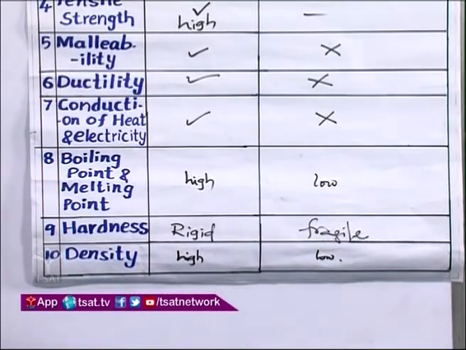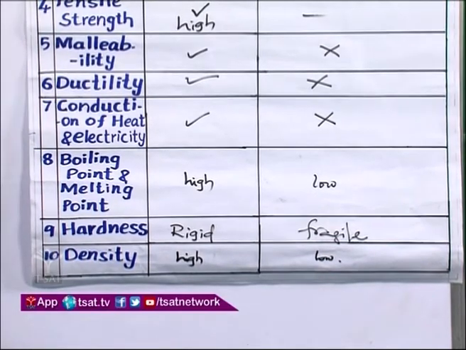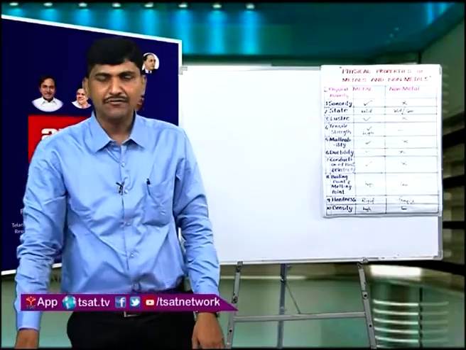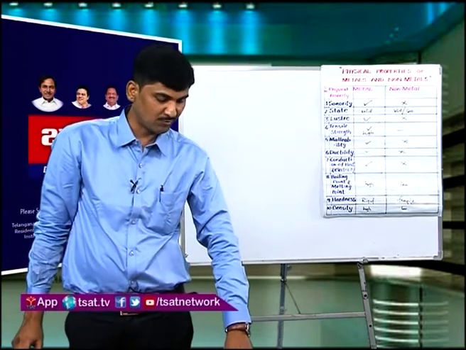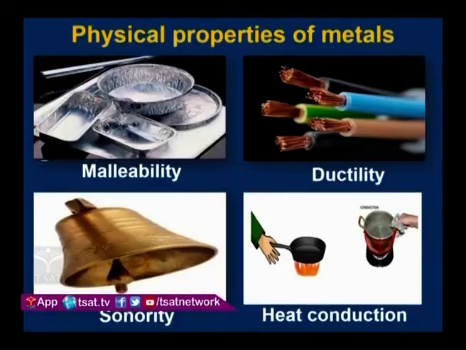So like this we can discuss various physical properties of metals, and I will show you one slide to see the importance of physical properties, children. You can see here some aluminum food packing materials, wire cables and a bell, and heat conduction vessels in the kitchen. These are the uses of physical properties of metals, and we already discussed the physical properties of non-metals.